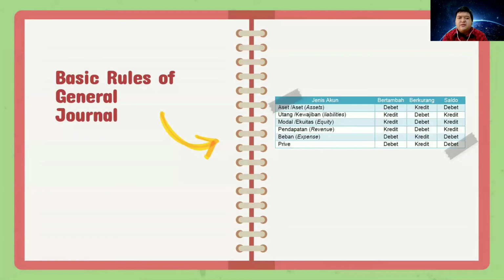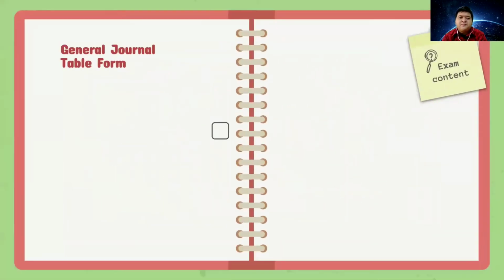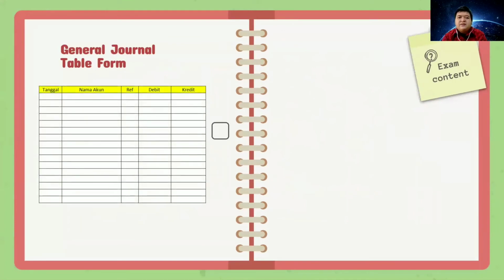Basic rules of general journal. This picture will show about general journal basic rules. General journal table form. This is the example of the correct general journal table form.